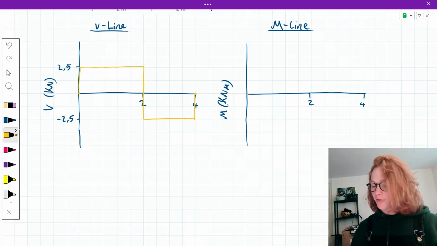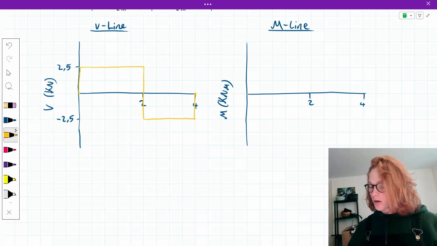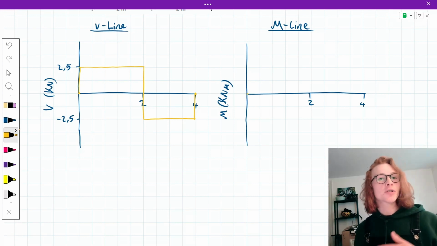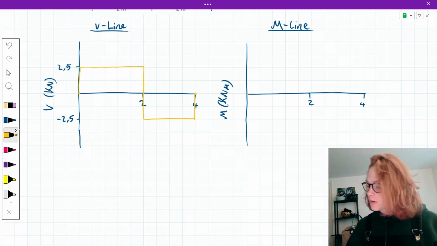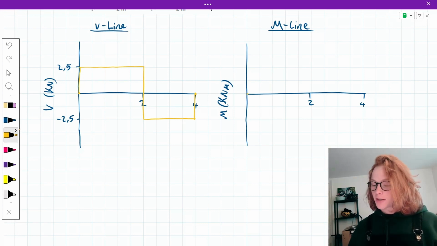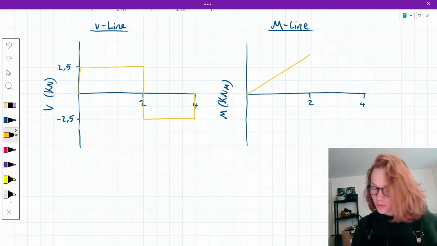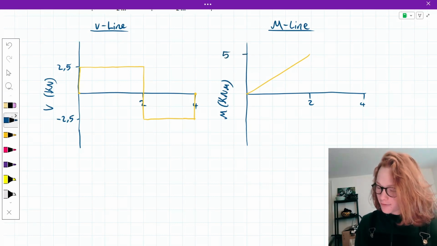Our gradient is 2.5, which means that every meter in the x direction, we move up in the y direction by 2.5. We're moving 2 meters in the x direction until we reach our second external force, so until we change the line. So we can immediately go up to 5 kilonewton meters, because we're going across 2 meters, which means we're going up 2 times 2.5, which gets us to 5.